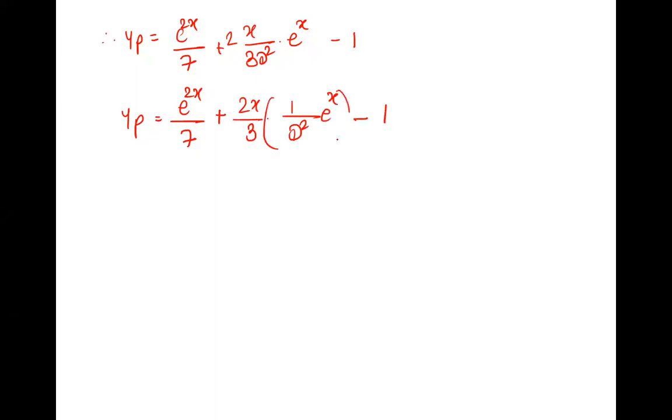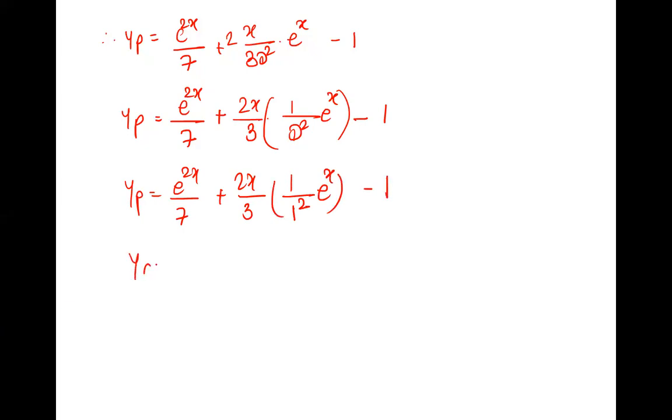So here again we can apply the case. e raised to 2x by 7 as it is, plus 2x by 3 as it is. What the case is? Again we can replace d by 1. 1 square, e raised to x, and that minus 1 as it is. So finally we are getting e raised to 2x by 7, plus 2x by 3 into e raised to x minus 1. Done. This is your yp.